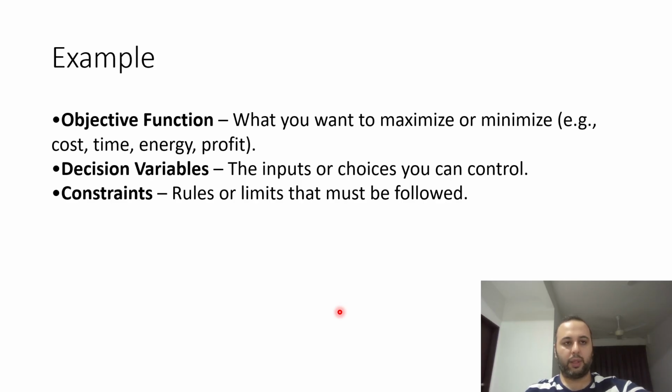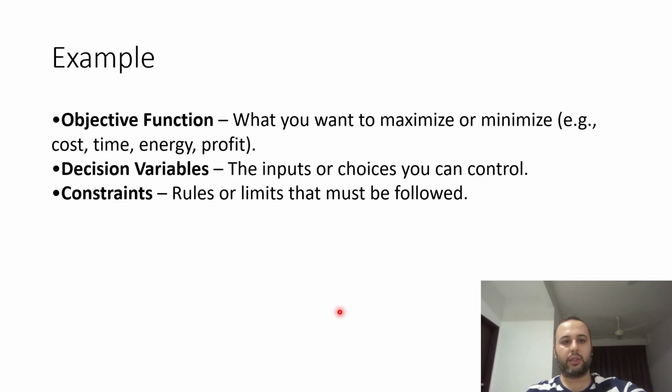Okay, some terms that we need to be familiar with for optimization. The objective function is the maximization or minimization, this is what we want to do. It can be cost, it can be time, it can be energy, it can be profit of the company. Decision variables, the inputs, are the choices you can control. For example, for the cost, you can control the number of the staff, the materials you use for the manufacturing process.